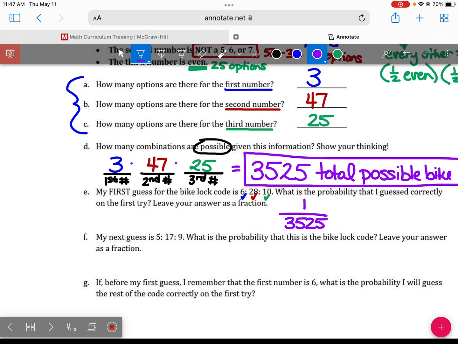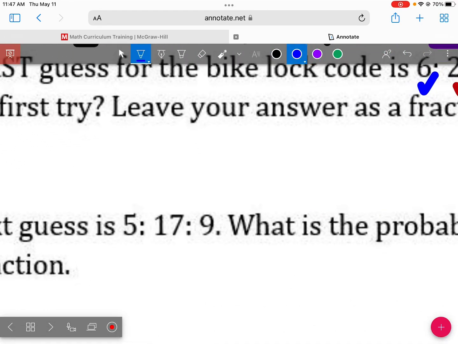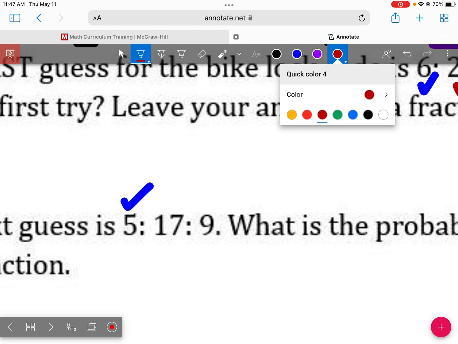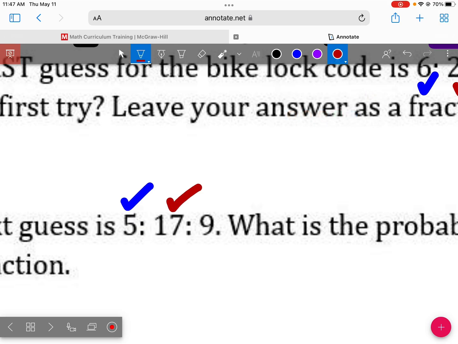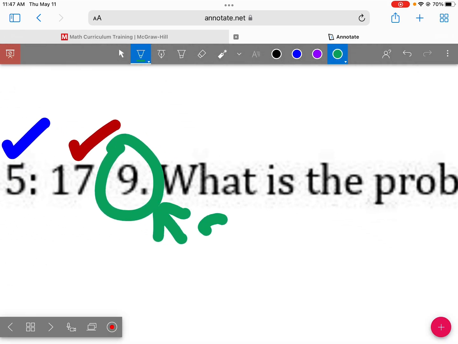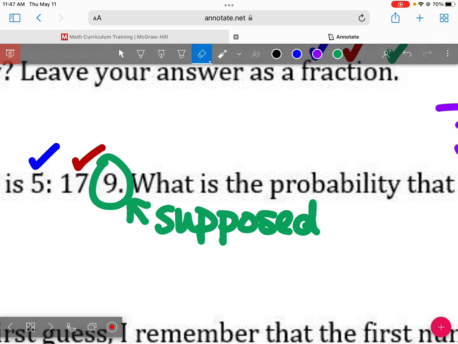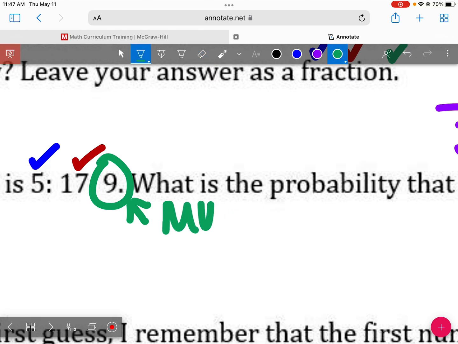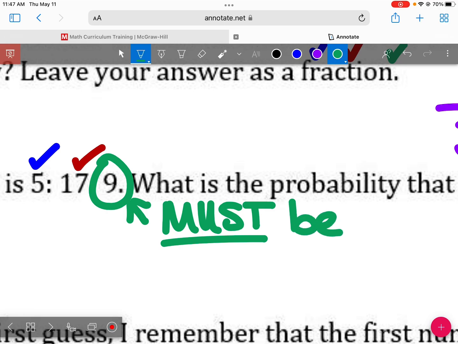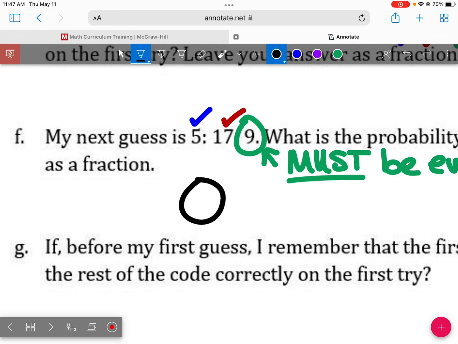All right. My next guess is 5179. What's the chance that's the right one? 0. Why? Yeah, the first number meets the criteria. It's a 5, 6, or 7. Second number meets the criteria. It's not 5, 6, or 7. But the third number is supposed to be even. Not just supposed to be, it must be even. So there is a 0 probability.